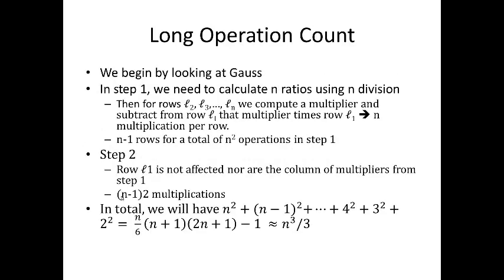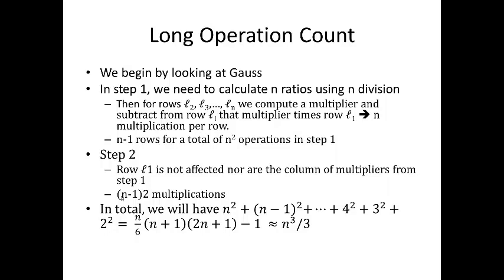Step 1, we need to calculate n ratios using n divisions. And then for rows l_2 through l_n, we compute the multiplier and subtract from row l sub i that multiplier times row l_1, which means we are doing n multiplications per row with a total of n minus 1 rows for a total of about n squared operations in step 1. Step 2, l_1 is not affected, nor are the column multipliers from step 1. And this gives us (n minus 1) to the 2 multiplications. That should be a superscript there.